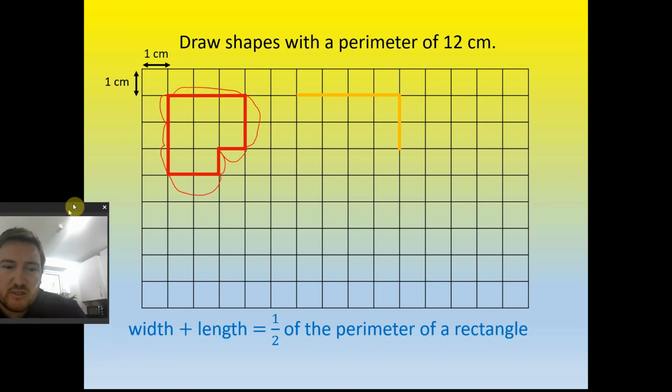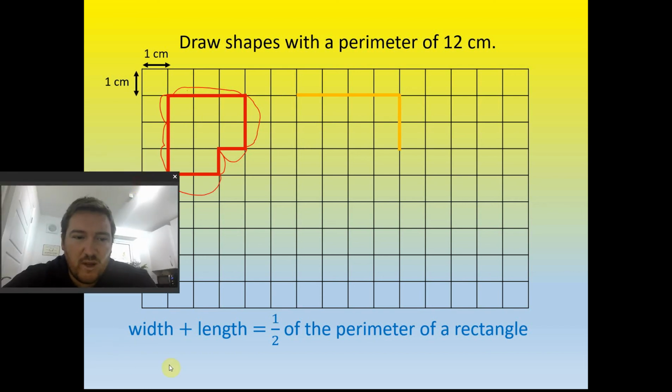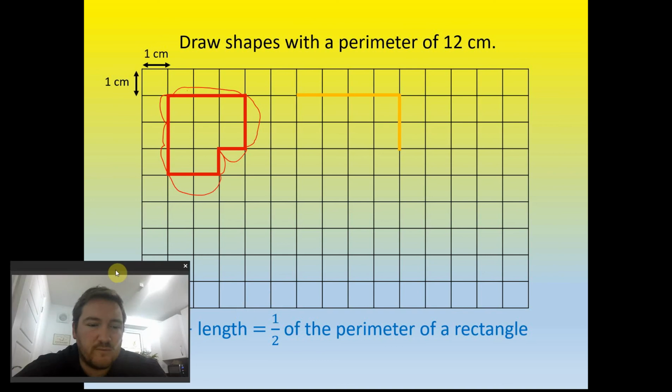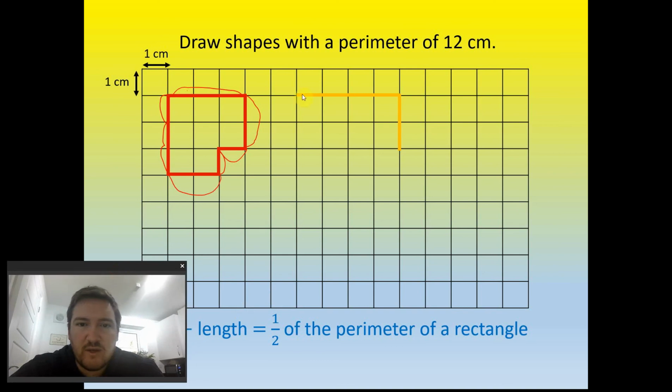Okay, so Mr. Saunders has said width plus length equals half of the perimeter of a rectangle. So if you've started the perimeter and come up to 6 centimeters, which is half, you then need to mirror or copy the same on the other side to get the perfect 12 centimeters.